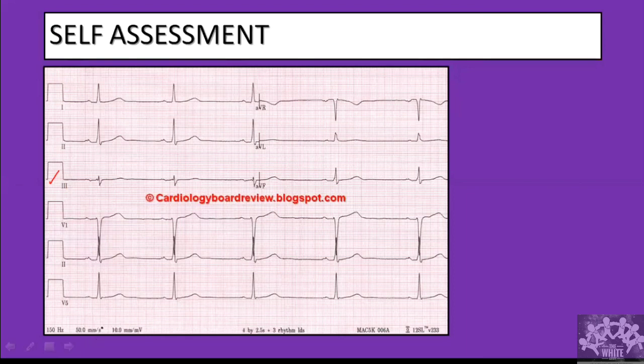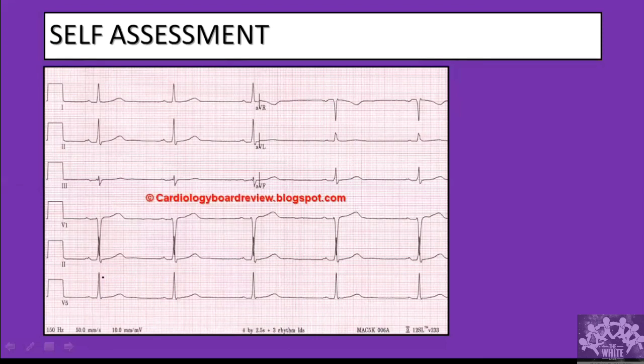So it's given here, you see, it's 50 millimeter per second, which is completely wrong. Okay, assume that this is completely normal. Then you calculate the heart rate: 300, 150, 100, 75, 60, 50, 40, 30, 20. So this is very low. If I take this to be normal, I'm just taking it for an example.